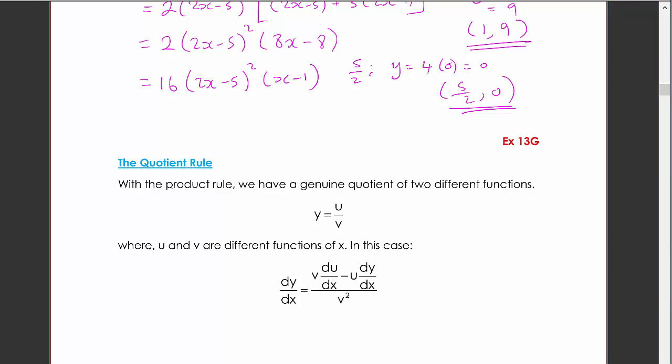Okay, another mistake in the notes there. This is the quotient rule, not the product rule. And we have a genuine quotient of two different functions. So u over v, where u and v are different functions of x. And then dy/dx is v du/dx, take away u dv/dx, over v squared.